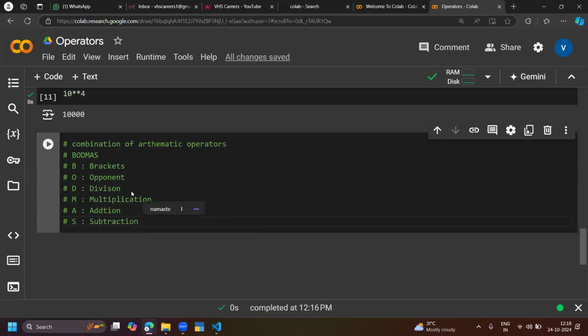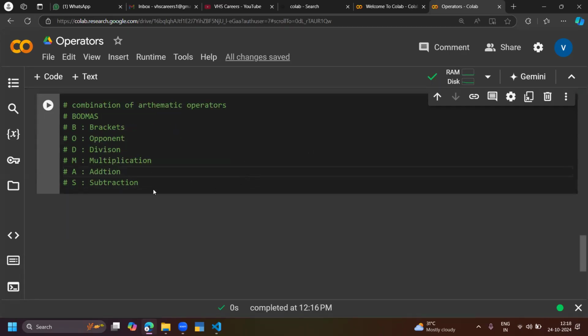This BODMAS rule, everybody knows from your 7th, 8th, or 9th standard. Brackets work first. After that, orders, then division, then multiplication, then addition, and then subtraction.